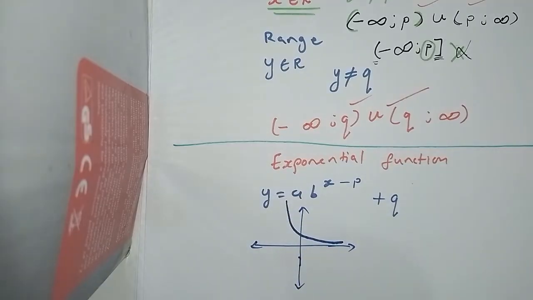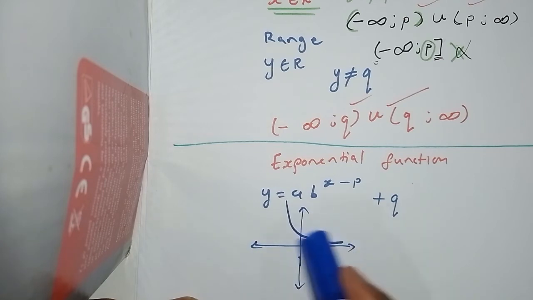This is the original graph. It will never touch this point. It will never touch this line, right? It will never touch that line. So that is the first condition.